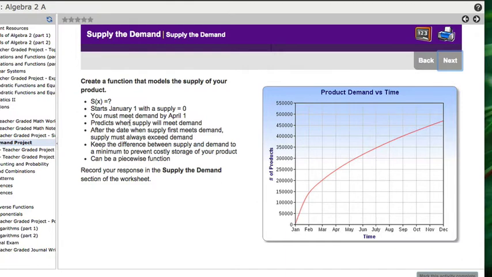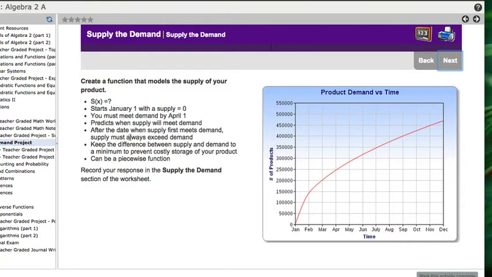And then it says you must meet demand by April 1st. Okay, so here's April, or April 1st, and at this point, your graph for the supply graph needs to cross your demand curve before this date. Okay, so anytime before April 1st. And then it wants you to predict when the supply will meet the demand. It predicts when that will happen.